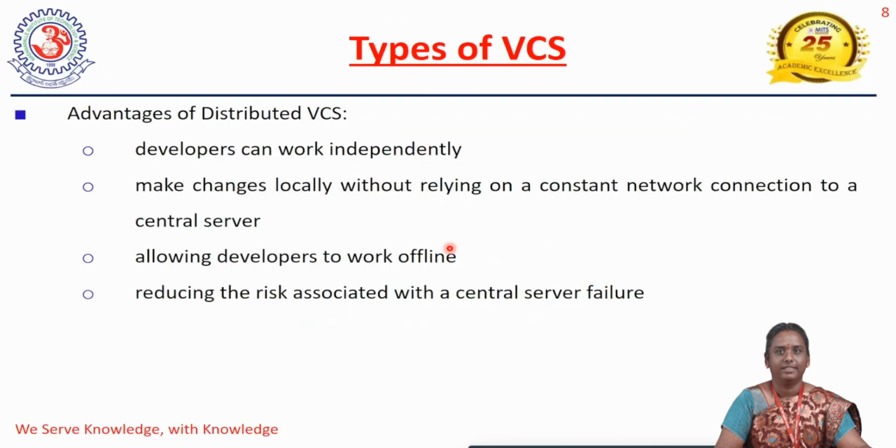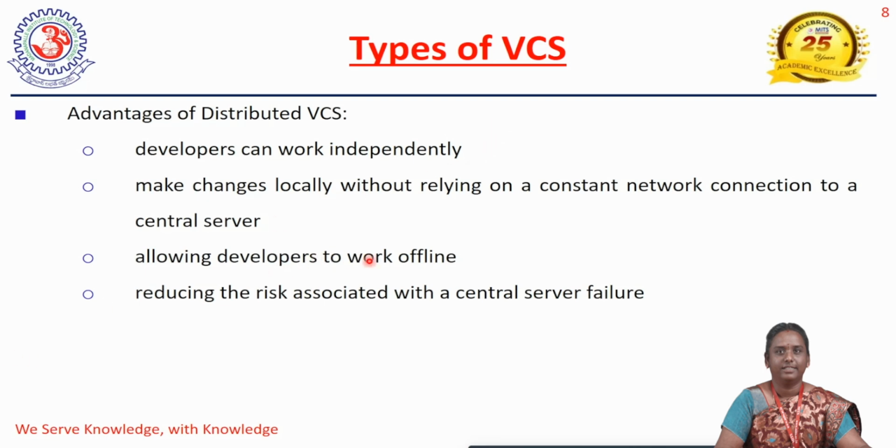And here come the advantages of a distributed version control system. As I told earlier, developers can work independently, which means everyone can take their own copy and work on it. Second, they can make changes locally without relying on network connections. As I explained, it is not completely relying on the network connection. Without a network connection also, we can make changes locally, and once we are complete, we can push back to the remote repository.